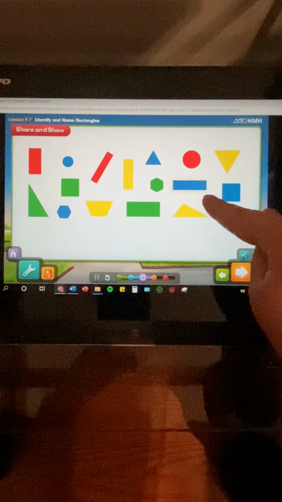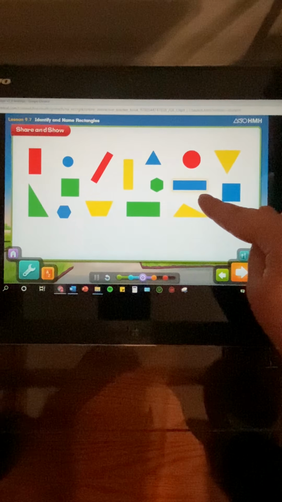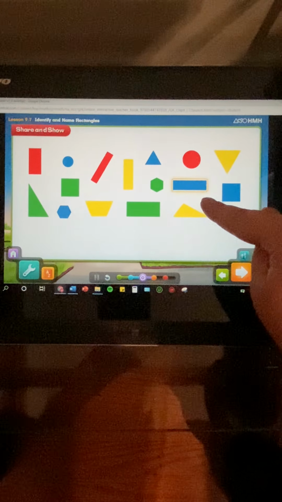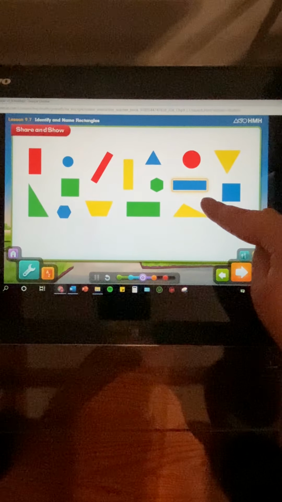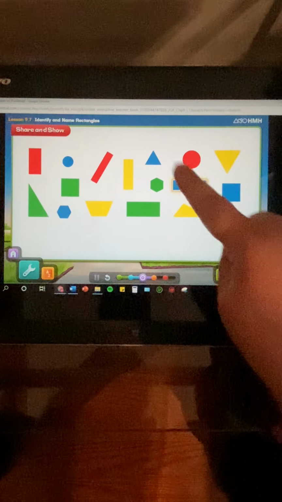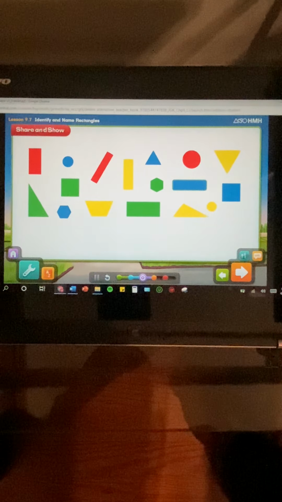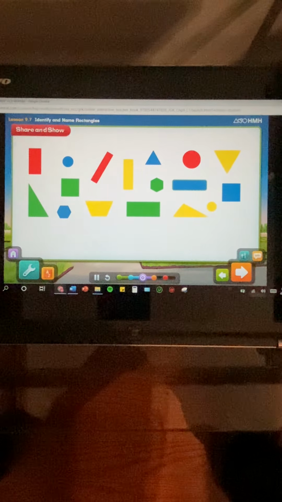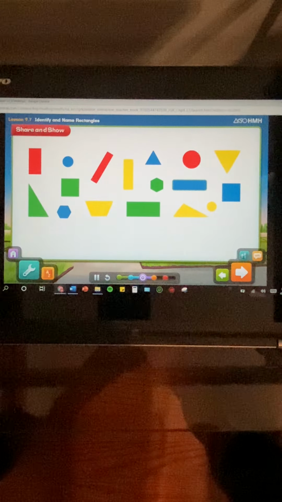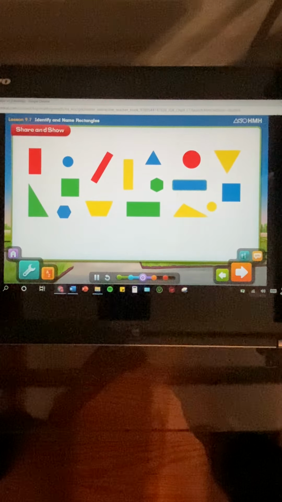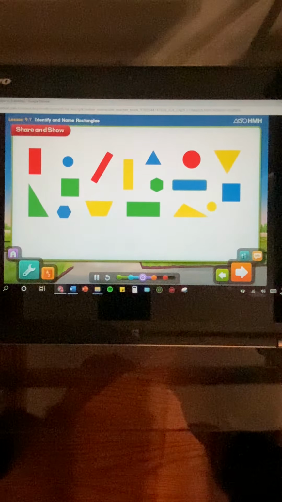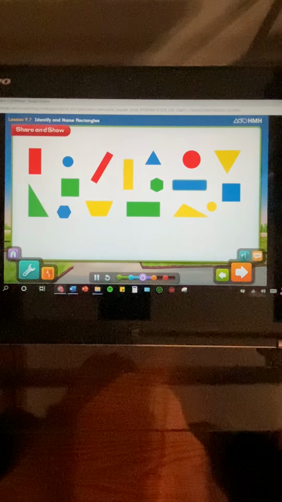Do you think this is a rectangle? What do you think? Yes or no? Is this a rectangle? Let's see. Yes, this is a rectangle. Click to mark an X on each of the other rectangles. Remember, a square is a special kind of rectangle with 4 sides of equal length. When you're ready, check your answer.